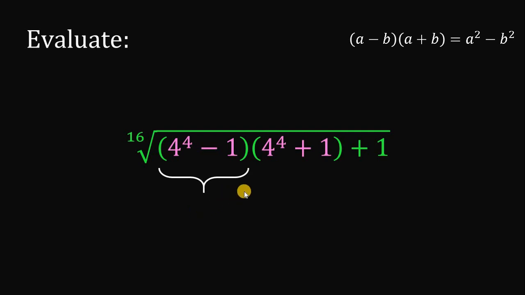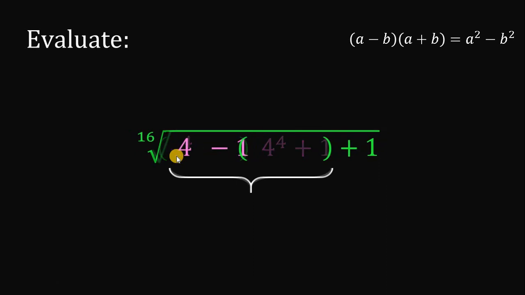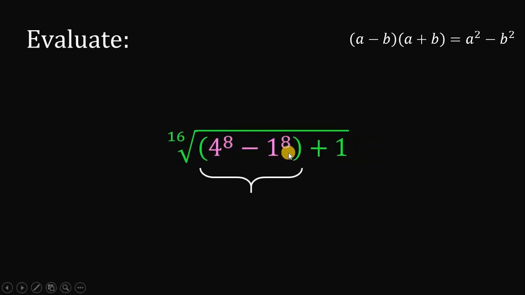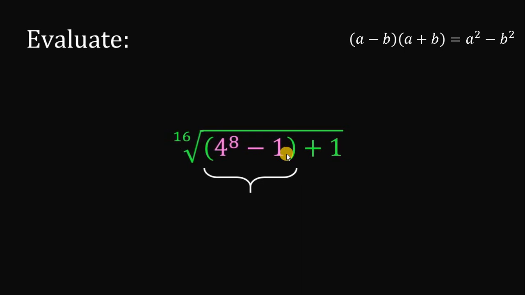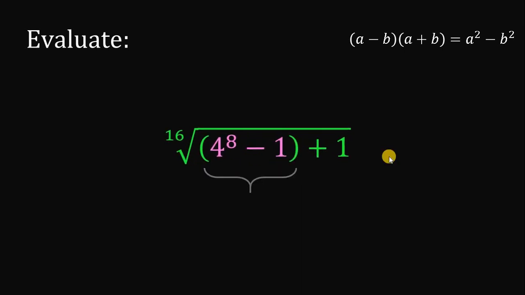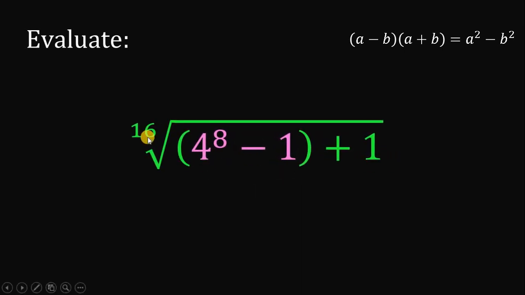Finally, let's focus on this product: 4 raised to the 4th power minus 1 times 4 raised to the 4th power plus 1. Again, using this special product, this is equivalent to just 4 raised to 8 minus 1 raised to 8. And again, 1 raised to 8 is just 1. Now, let's focus on this expression. This will give us the 16th root of 4 raised to 8 minus 1 plus 1.